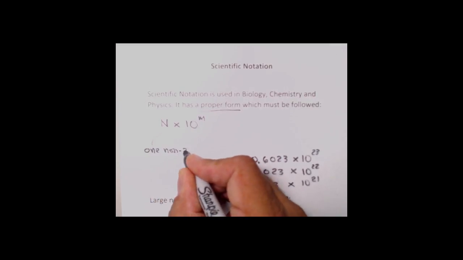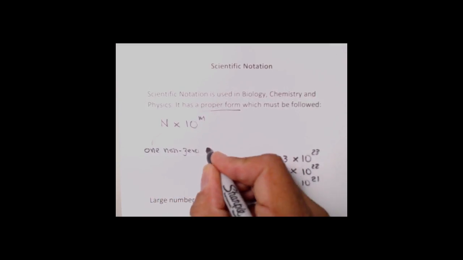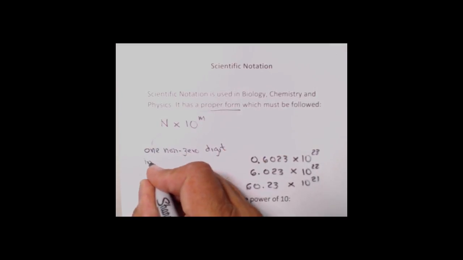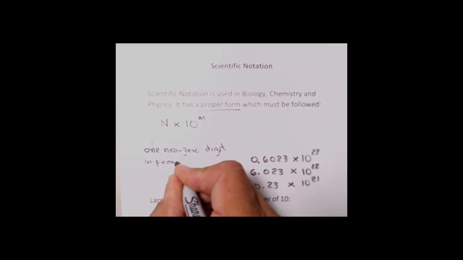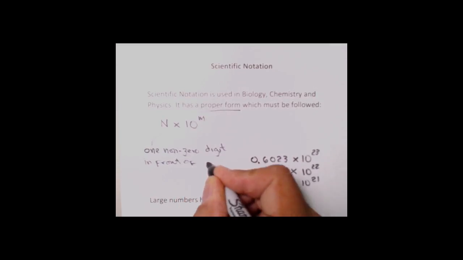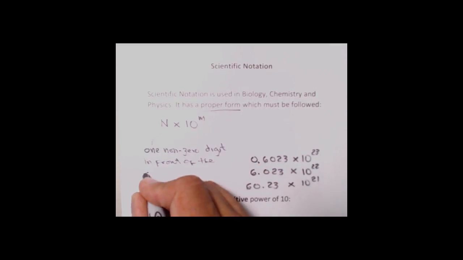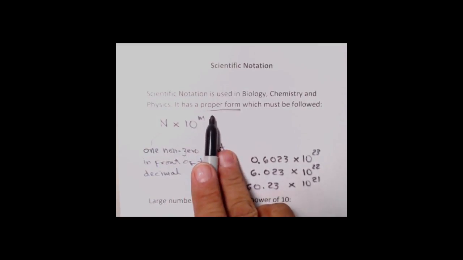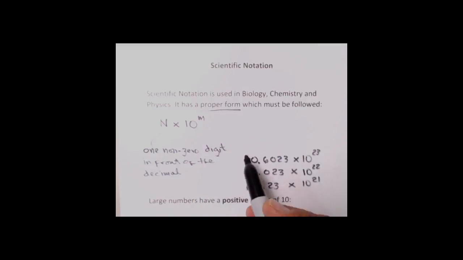non-zero digit in front of the decimal. Okay, and we're going to show you examples coming right up. So this is an important requirement. Remember again, to be correct, scientific notation must be written in proper form.